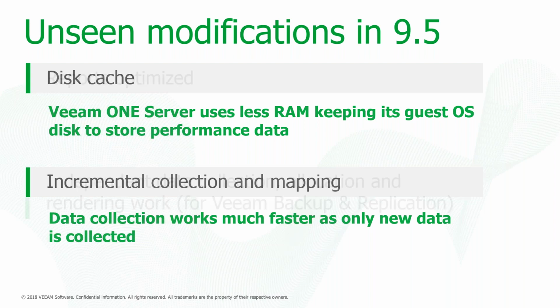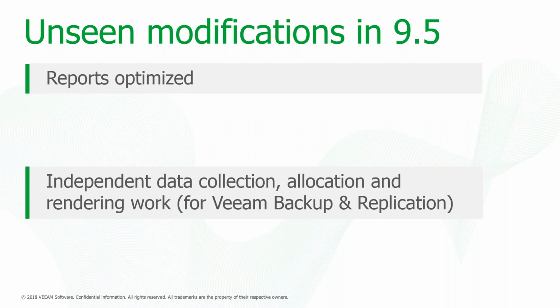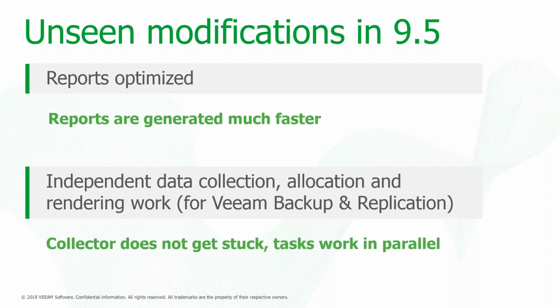So some additional unseen modifications. There's been quite a lot of work on optimizing reports, and I'll talk about some examples in a second around the types of reports and how much faster they actually are. In fact, a couple of sample reports. This is based on quite a large environment. The examples that I'm going to mention here are based on an infrastructure with 20 vCenters, 140 clusters, 890 hosts, approximately 20,000 VMs, 2,300 data stores, so quite a large environment.